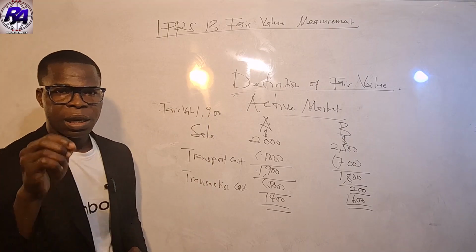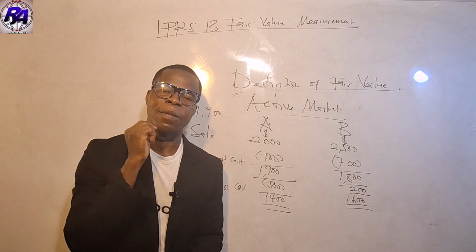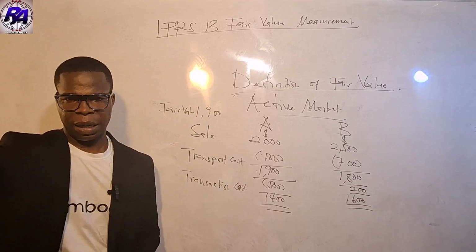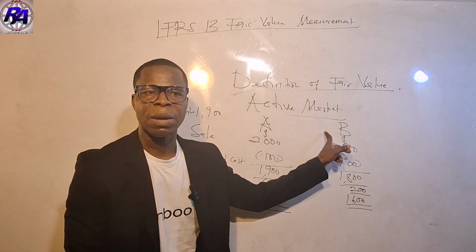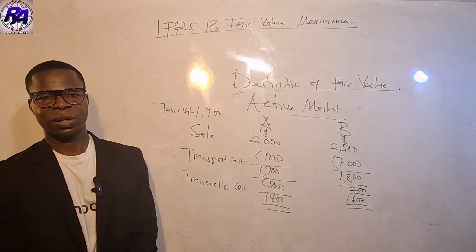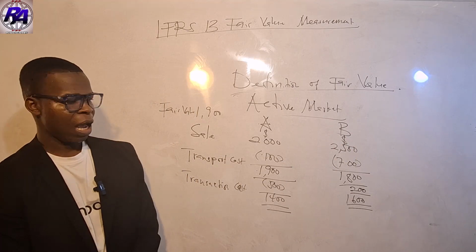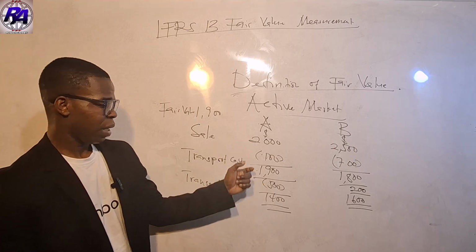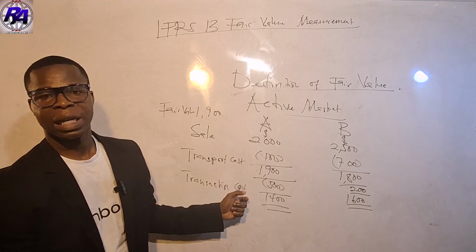Now, if we cannot ascertain a principal market, then we need to go for the most advantageous market. Which of these two markets is the most advantageous market? Now, we use that after taking into consideration the transport cost and then the transaction cost.